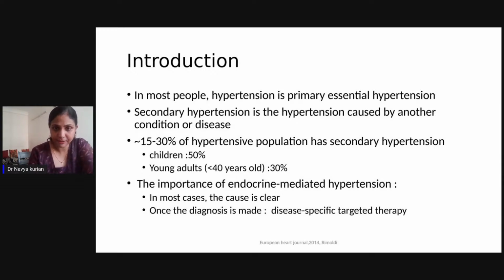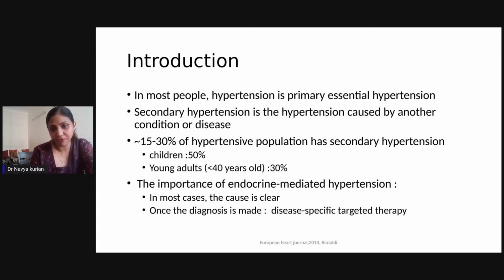In most people, hypertension is primary essential hypertension. Secondary hypertension is hypertension caused by another condition or disease. 15 to 30% of the hypertensive population has secondary hypertension, and the prevalence of secondary hypertension is 50% in children, and in young adults, that is, adults less than 40 years old, the prevalence is 30%.